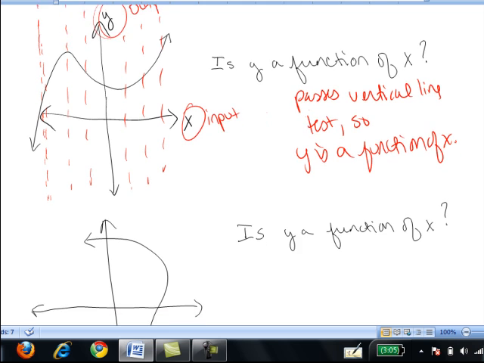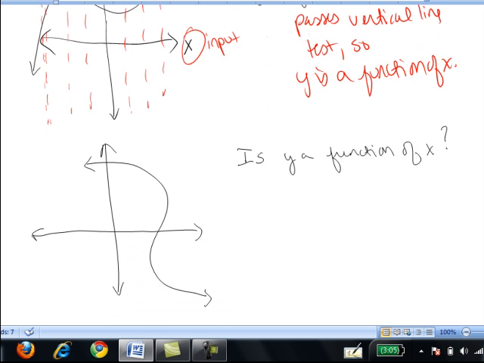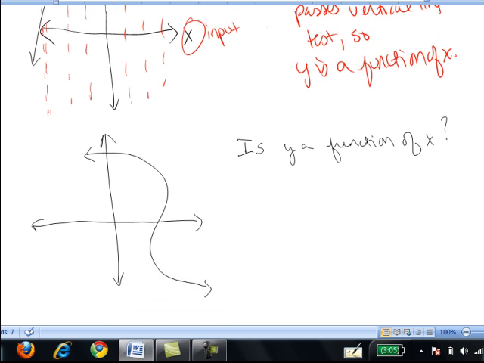And in the next example, if you just glance at this graph, you can clearly see it fails the vertical line test. If I take a vertical line and pass it through right here, it would intersect the graph in 3 different places. So it fails the vertical line test. So we conclude, in this case, y is not a function of x.